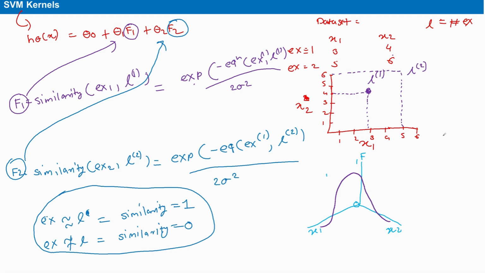As I said, after transformation the SVM can easily find that hyperplane, because after transforming into the 3D space it becomes easier. In that way, SVM kernels transform your non-linear data from low dimension to high dimension, and there it finds the hyperplane, so they work for non-linear data sets. I hope you understood this.